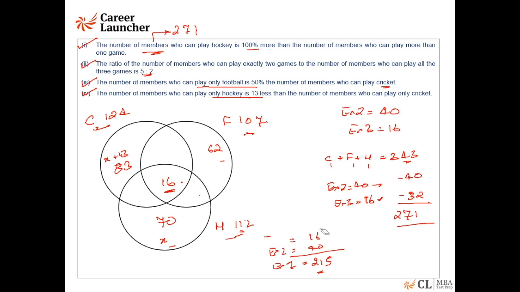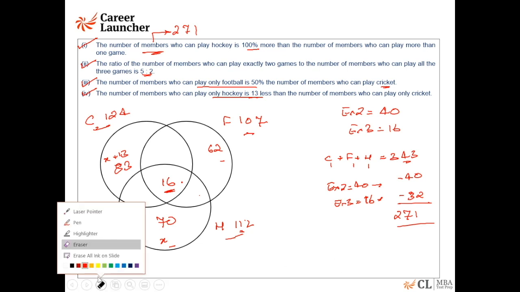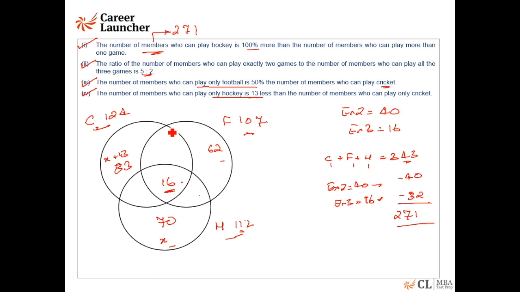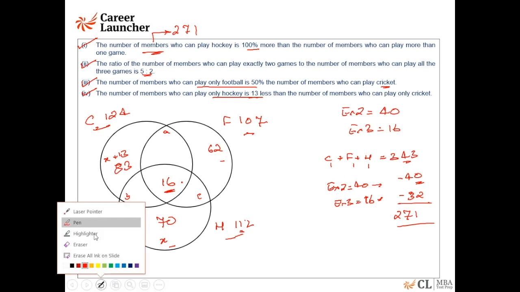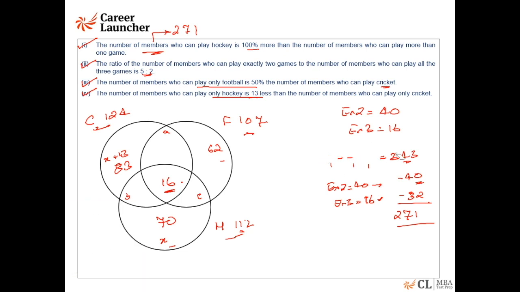Okay. So let me just erase this stuff. Yeah. So if I say this is A, this is B, this is C, I can say A plus B plus C is 40. That is exactly 2, right? Okay, let me just remove the stuff there also. It will give me some space to work.